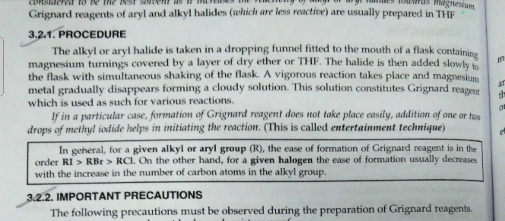In general, for a given alkyl or aryl group, the ease of formation of Grignard reagent is in the order RI, RBr, RCl. On the other hand, for a given halogen, the ease of formation usually decreases with increase in the number of carbon atoms in the alkyl group.